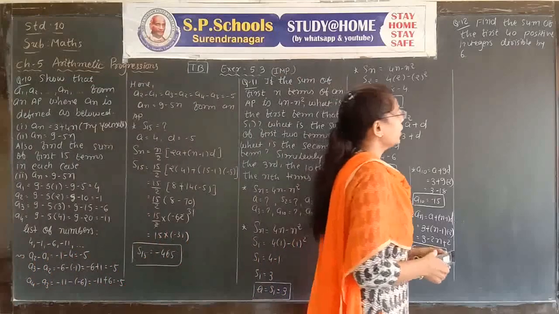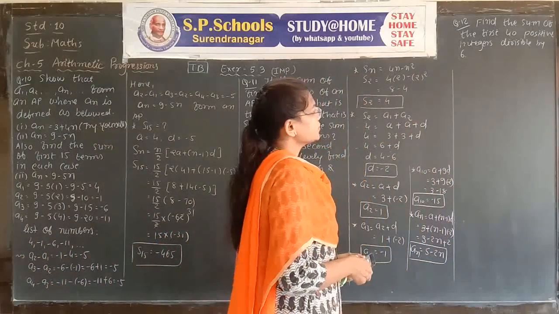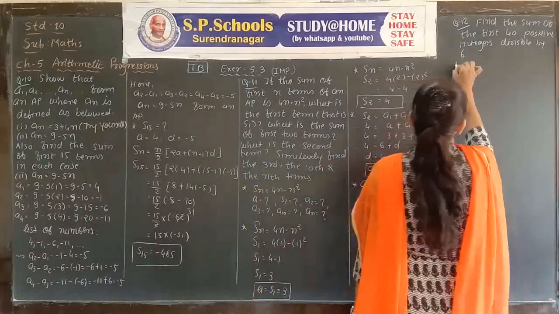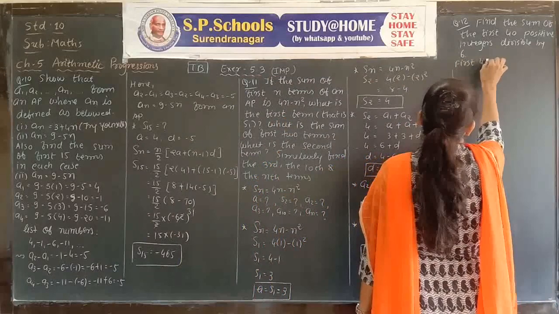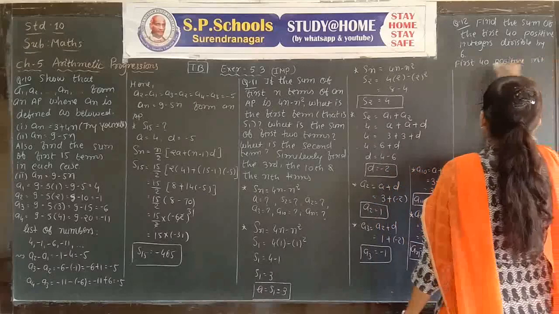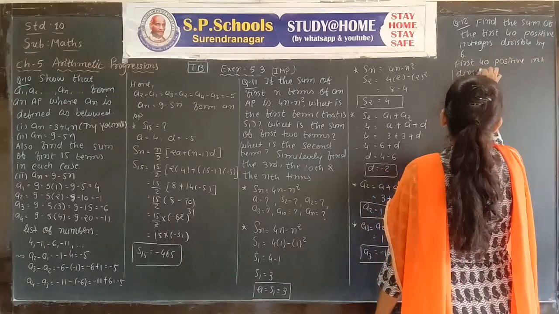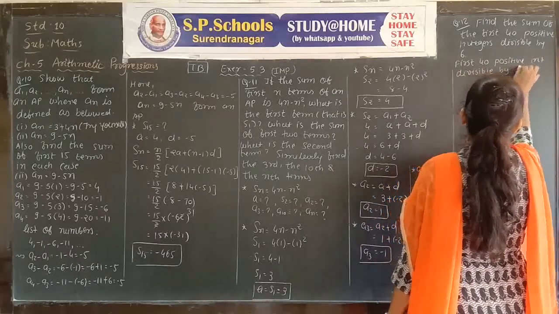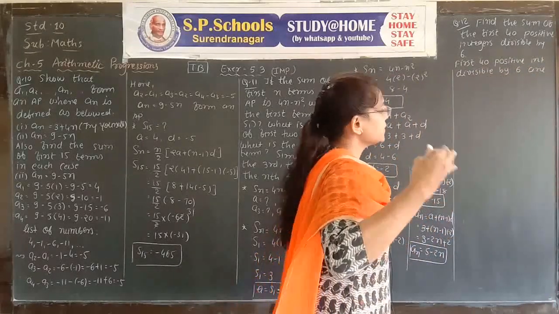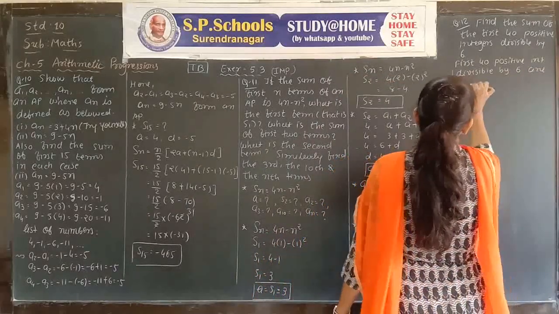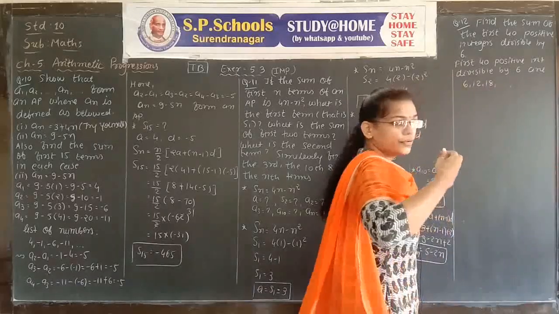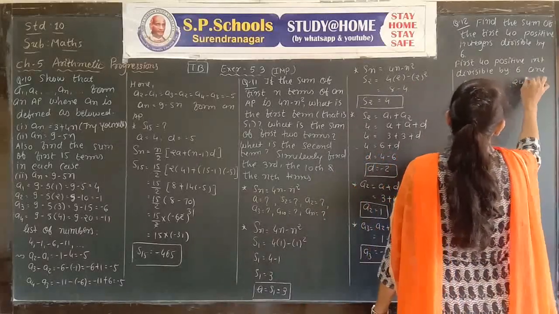Next, question number 12. Find the sum of first 40 positive integers divisible by 6. First of all, write the first 40 positive integers divisible by 6. They start from 6, then 12, 18, up to the first 40, and then the last is 240.